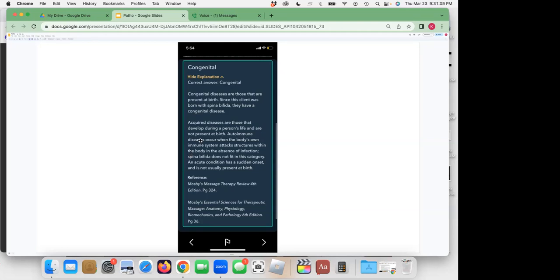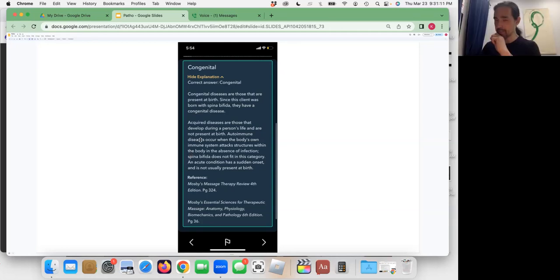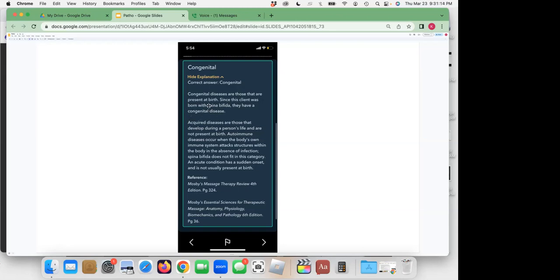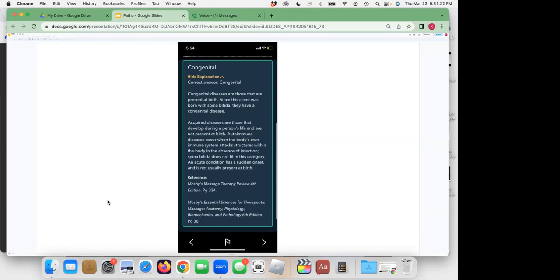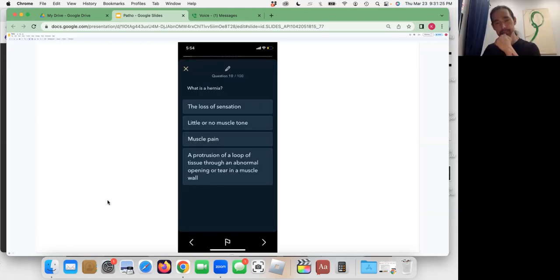This was developed in utero and they've had it since birth. Oh, congenital means you got it from genetics. Okay, I've got to write that down. Yes.